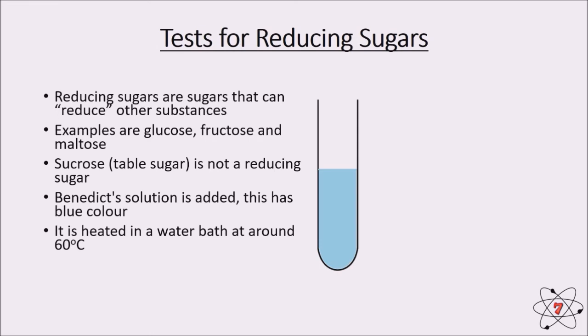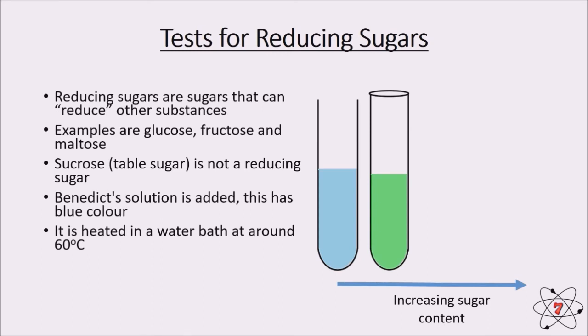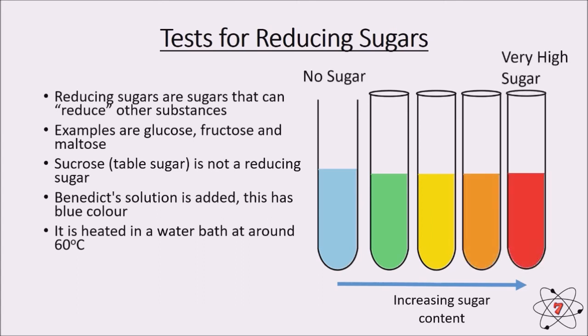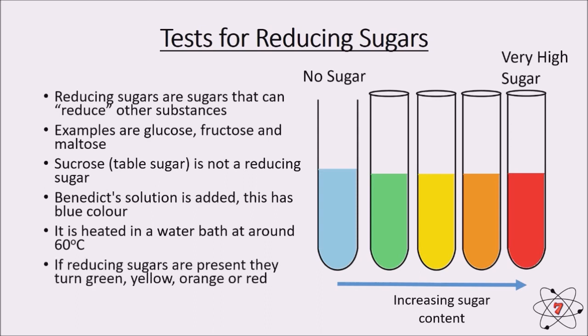Now, when we have our food and our Benedict's solution and it's heated to 60 degrees Celsius, we can look at the colour that it turns. If it remains blue, then there is no reducing sugar present. Green means a little bit of reducing sugar, yellow means a bit more, orange even more, and red means there is a very high amount of reducing sugar. So the colour that our Benedict's solution goes will inform us as to roughly how much sugar there is in the food that we are testing. So blue is the lowest, red is the highest.